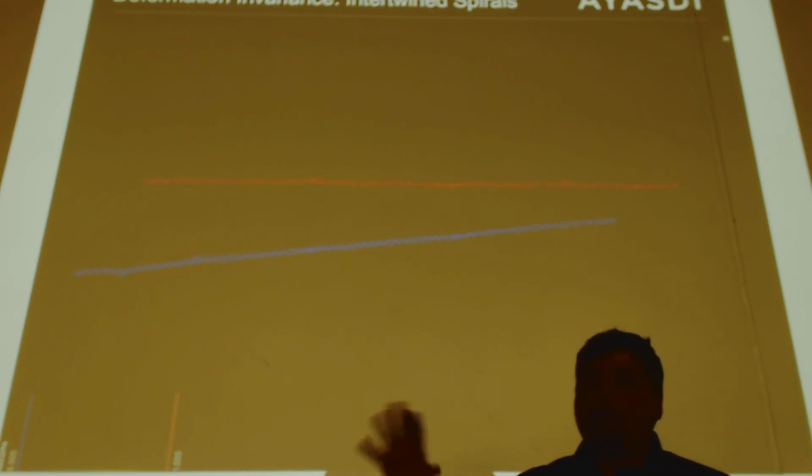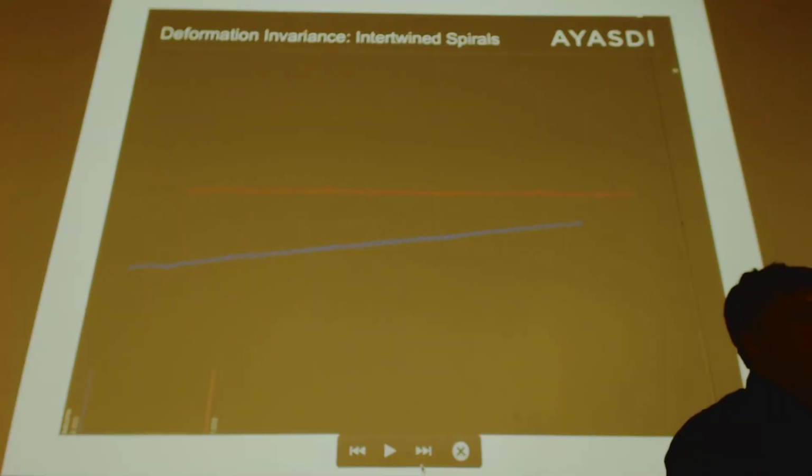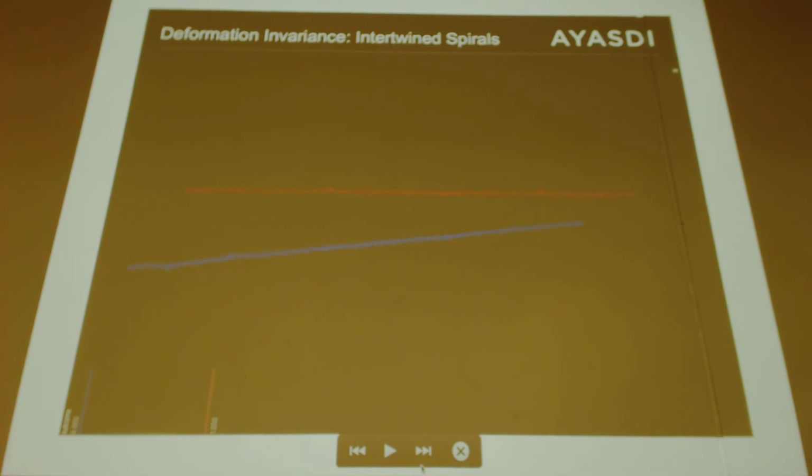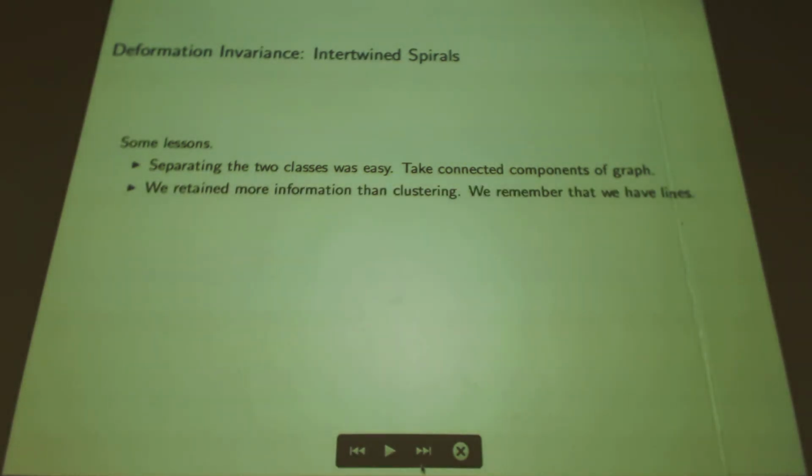Okay, so I forgot something about the embedding. I forgot that the spirals were intertwined, right? So there is a forgetting process here. But the essentialness of that data set, right? The important, most salient features are that there were two lines. And I was able to find them here. Okay, so it was easy, take connected components of the graph. We take more information than clustering.